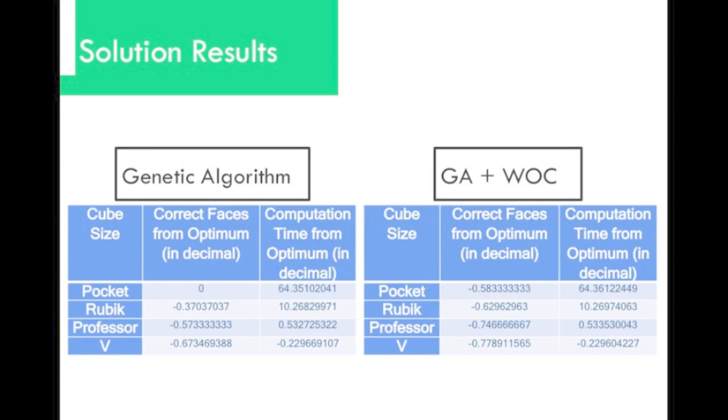You may think that this is a lot off, but this is most likely due to the fact that not enough generations are moved, and it also shows that improvements can be made in the crossover methods. Now, for the genetic algorithm and wisdom of crowds, you'll see that there's a lot more variation. These solutions were actually much more off from the optimum solution. You'll see 58% off was just for the pocket cube, 62% off for the Rubik's cube, and on and on.